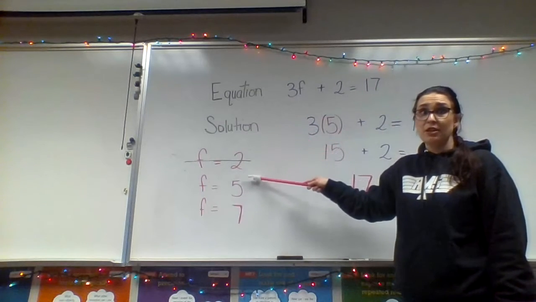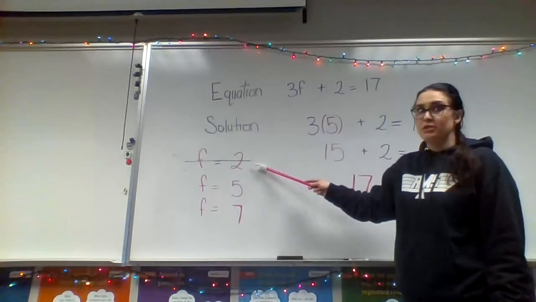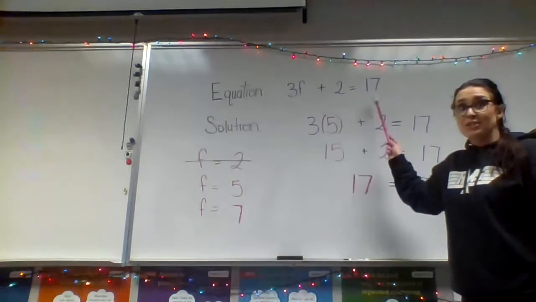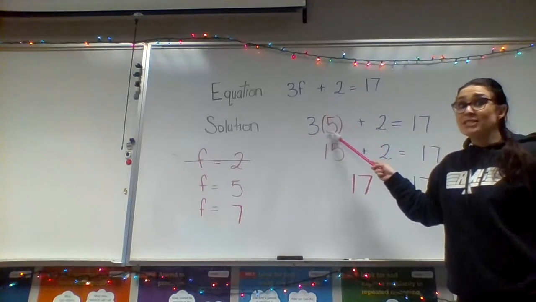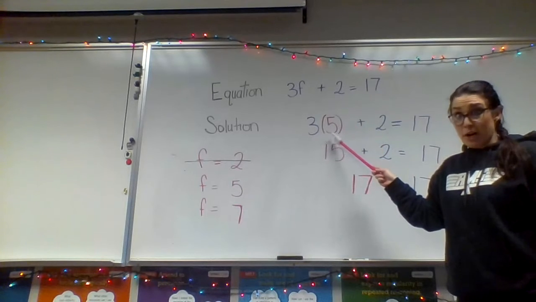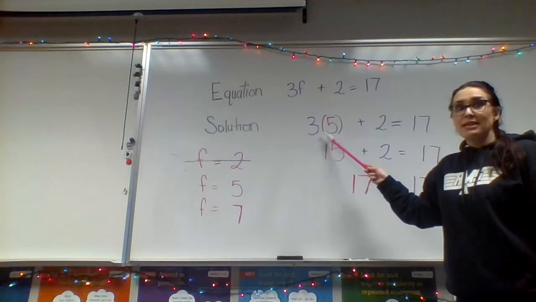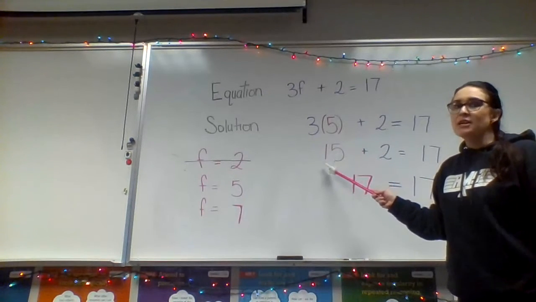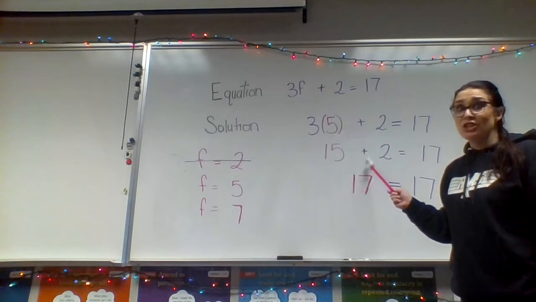So now let's look at the second possible solution. That means f is equal to 5. So what I've done over here, my friends, I took our equation and now I'm just substituting 5 for our variable, which was f. So now we'll have 3 times 5 plus 2. We know that 3 times 5 is actually 15, so we have 15 plus 2, which would get us 17.